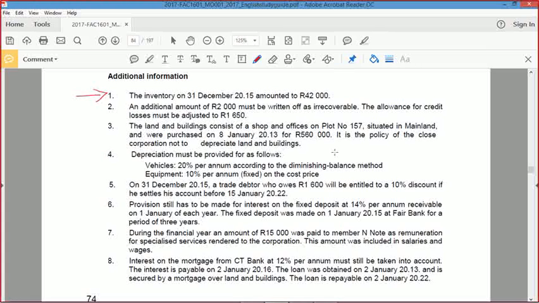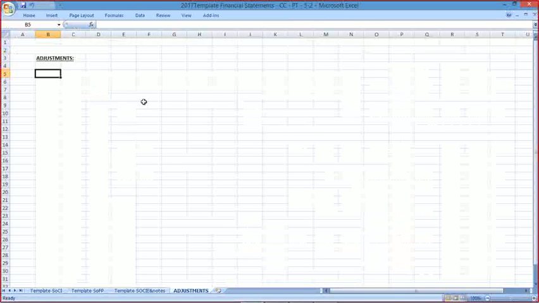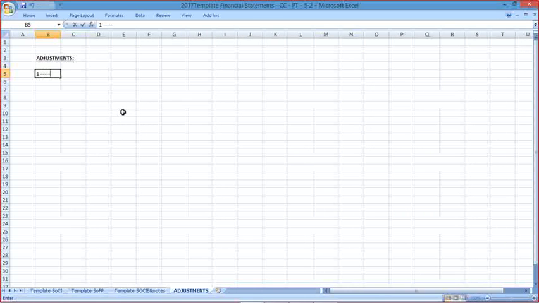Correct. And last time we spoke about the system that's being used. What system is being used? Periodic. Good. So there's a calculation for cost of sales, right? Yes, that's correct. So when you see adjustment number 1, this is a cost of sales calculation and closing stock disclosure.